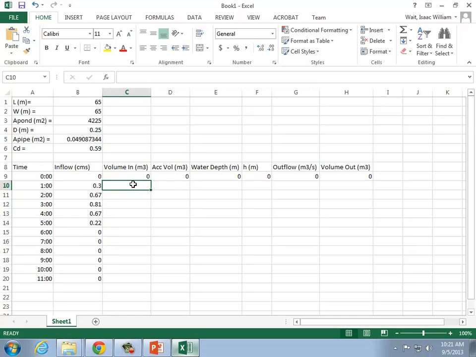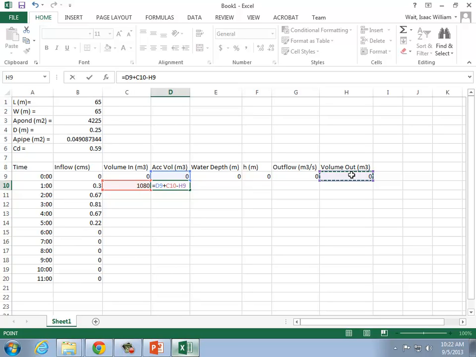All right, during the first hour, what's happening? We've got flow in, and so the volume is going to be this flow rate, cubic meters per second, times 3,600, because there's 3,600 seconds in an hour. The accumulated volume is how much there was in the pond during the last hour, plus the water that came in, minus the water that came out during the last hour.